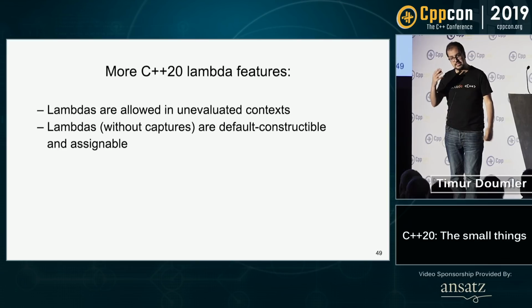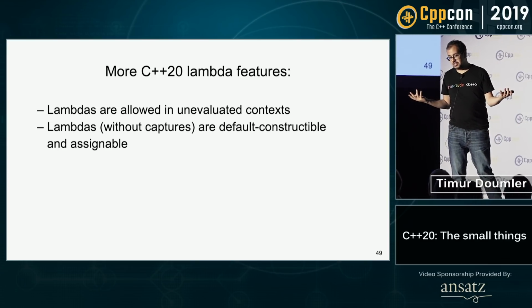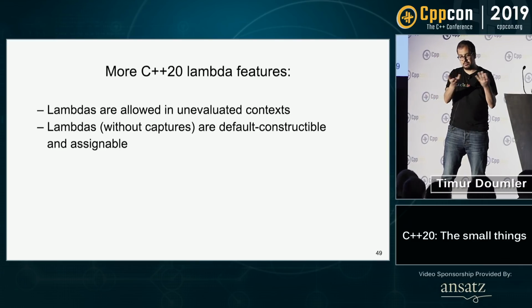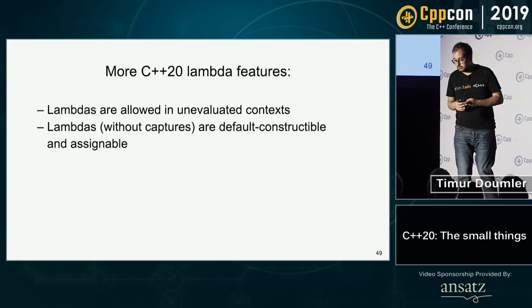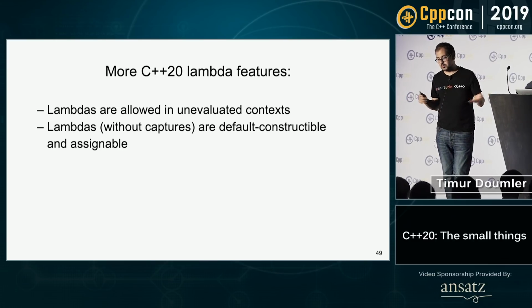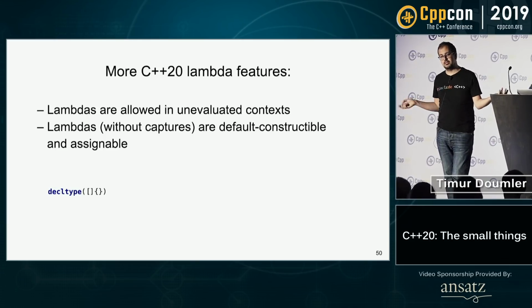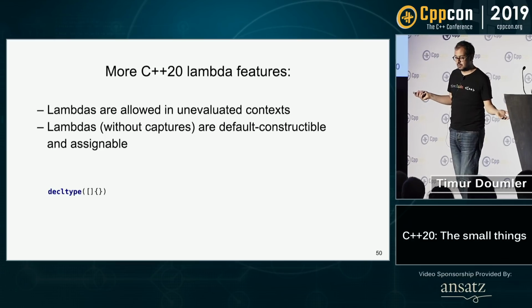So if a lambda doesn't capture anything, then it's essentially just a struct with a call operator in it. So this is now default constructible, and this is super, super, super useful. So let's look at this. First of all, you can do this in C++20, okay? So you can take the decltype of a lambda. This is not possible in 17.